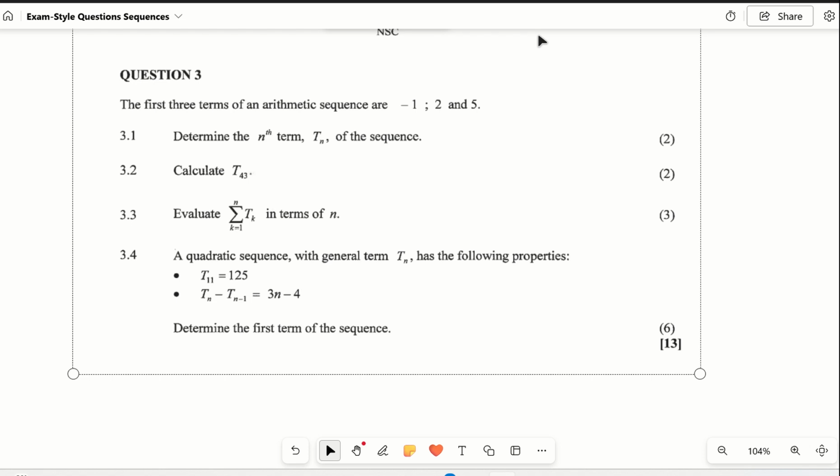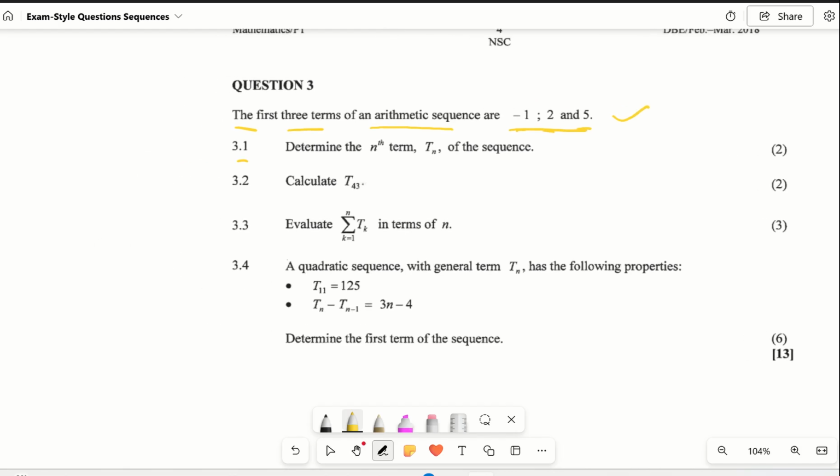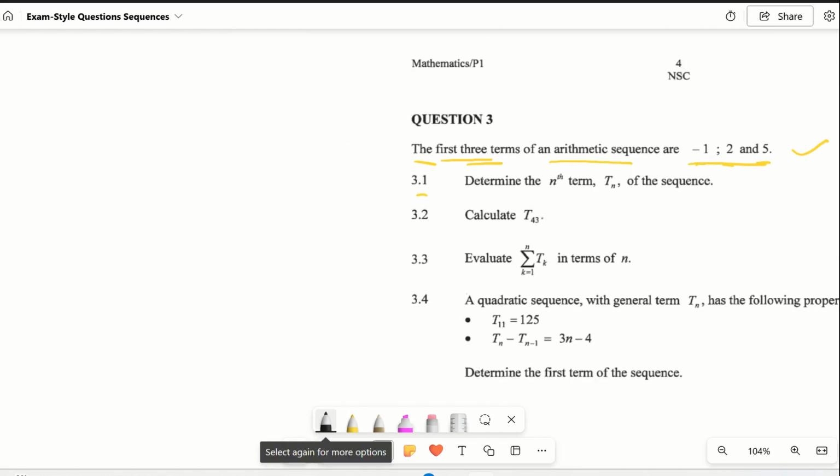Question 3. The first three terms of an arithmetic sequence are -1, 2, and 5. In a typical exam, you don't just, after reading the statement, go straight to the questions. You try to decipher what you're given, right? So, first things first, they tell you the first three terms of an arithmetic sequence. So, you're given T1, T2, and T3.